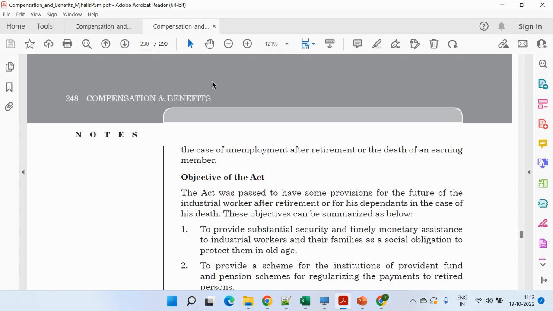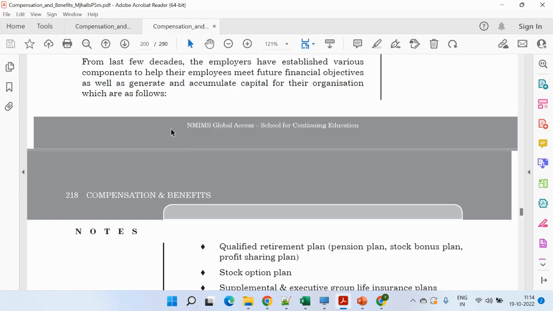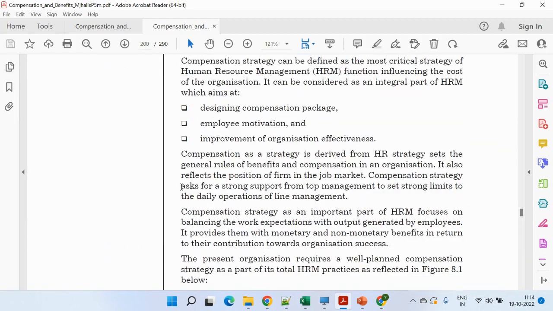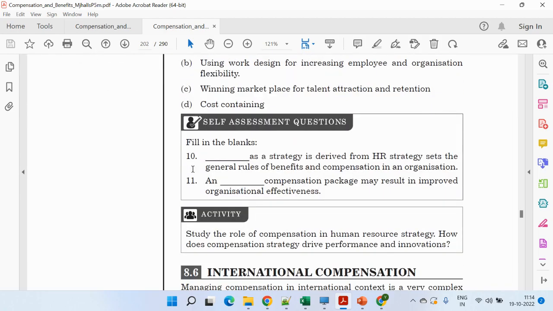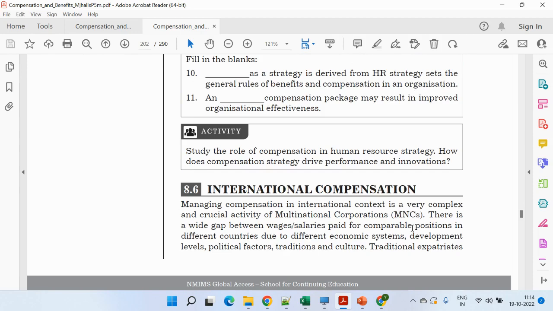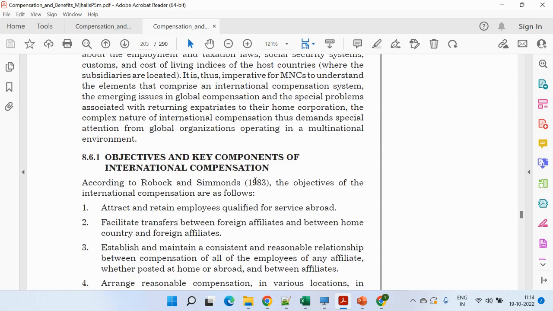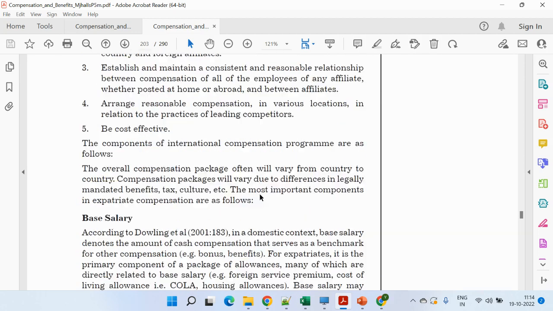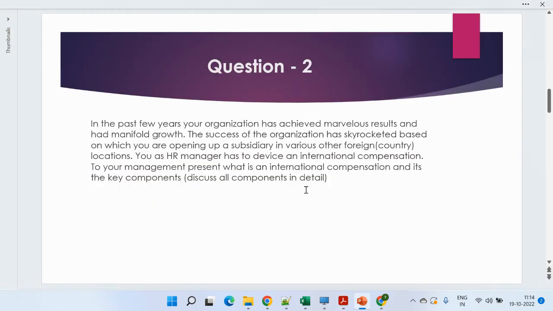So going to page number 220. If you see page number 220, you will find international compensation. It's important to brief about what is international compensation, as we discussed right now. And second is talking about the certain objectives and key components. Objectives can be skipped, but being a 10 marks question, it's good to mention the key objectives of the international compensation.